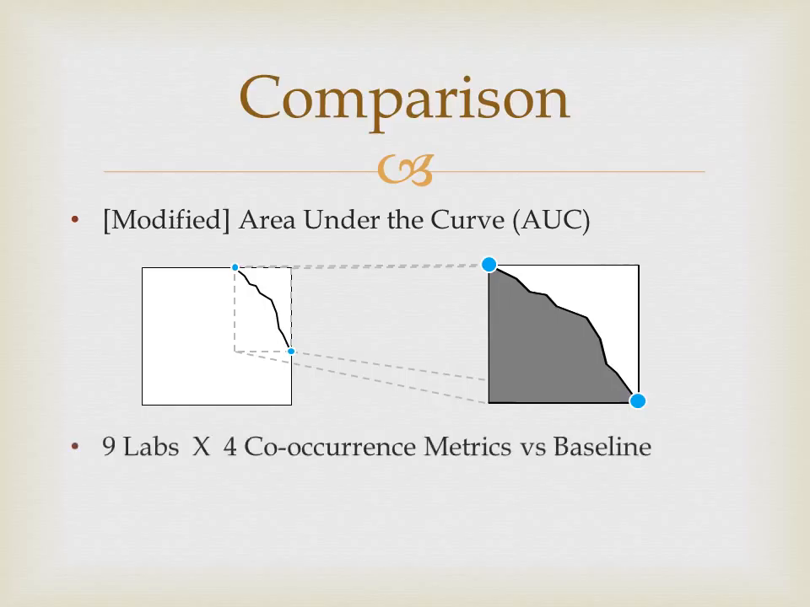In our results, across 9 labs and 4 co-occurrence metrics, the baseline was outperformed 35 out of 36 times, and by an average factor of 1.8.